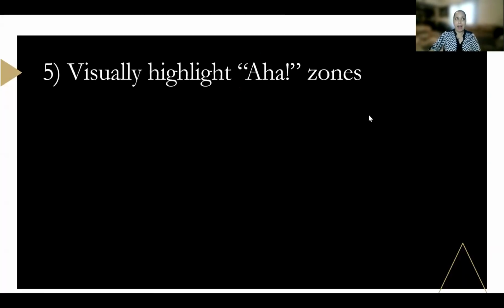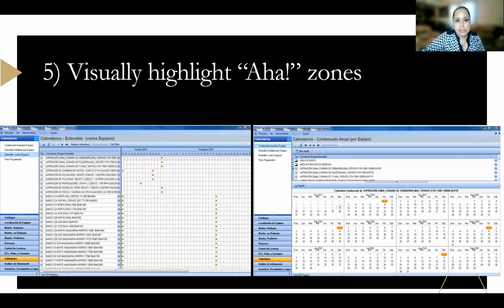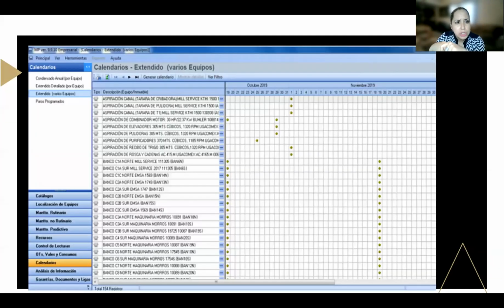Visually highlight the aha zone. Aha. Let me explain to you. For example, from this information that I was trying to show you from the other example on focusing on just one point, there's a lot of information here, but maybe there's a purpose for it. So I'm just going to move to the first part, and I wanted to show the planning from October. So if I'm gonna use this big graph here, I'm going to highlight the aha.